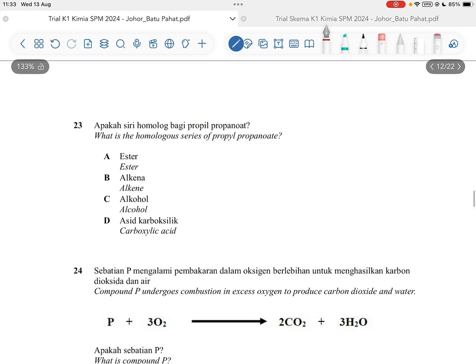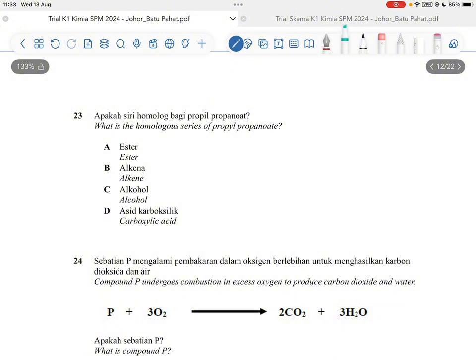Question 23. What is the homologous series for propyl propanoate? This is very special. I think most of you will know that this is actually an ester, because an ester is the only organic compound that has two parts that make up the ester name.